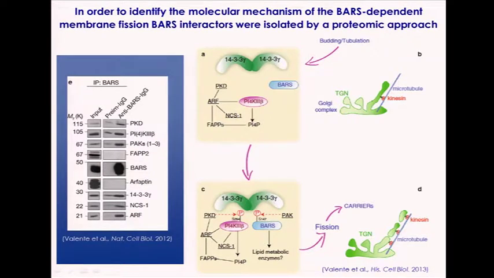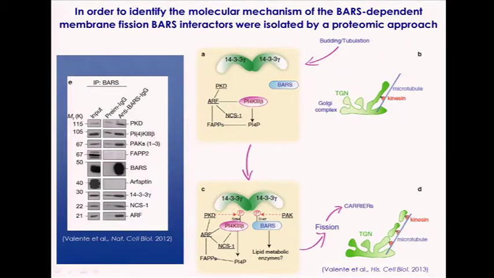As I said before, in order to have carrier formation, you need the membrane to tubulate and then eventually be fissioned, detaching the carrier. So these proteins, like ARF, FAPP, PKD, and of course PI4 kinase, were already known to be essential for tubulation. So we concentrated on proteins that were not yet in the picture, and we concentrated on 14-3-3 gamma. Why? Because 14-3-3 gamma is a family of proteins, but this isoform in particular is localized on the Golgi and is present, as all the other 14-3-3s, as a dimer.